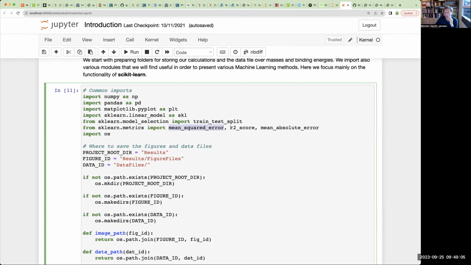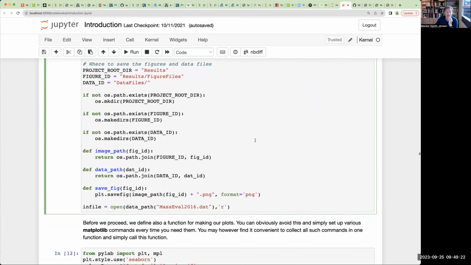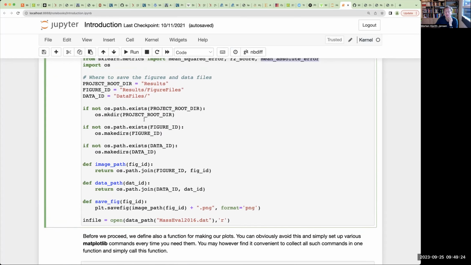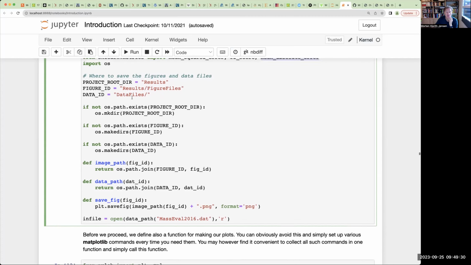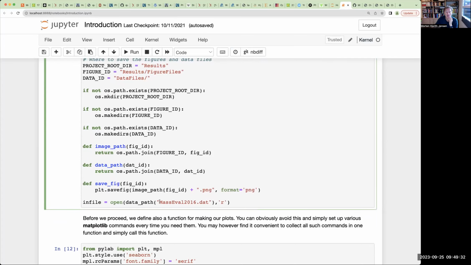There's another quantity which is called the R2 score, which is defined a little bit above here, where if you have an ideal model, this should be equal to 1. I'm not going to write out the mean absolute error. That's another quantity which can be used. And then what I'm doing here, I'm just defining paths where I'm placing figures. You can see I have results and figure files and data files. And my data file is the one which you saw, which is this mass evaluation.